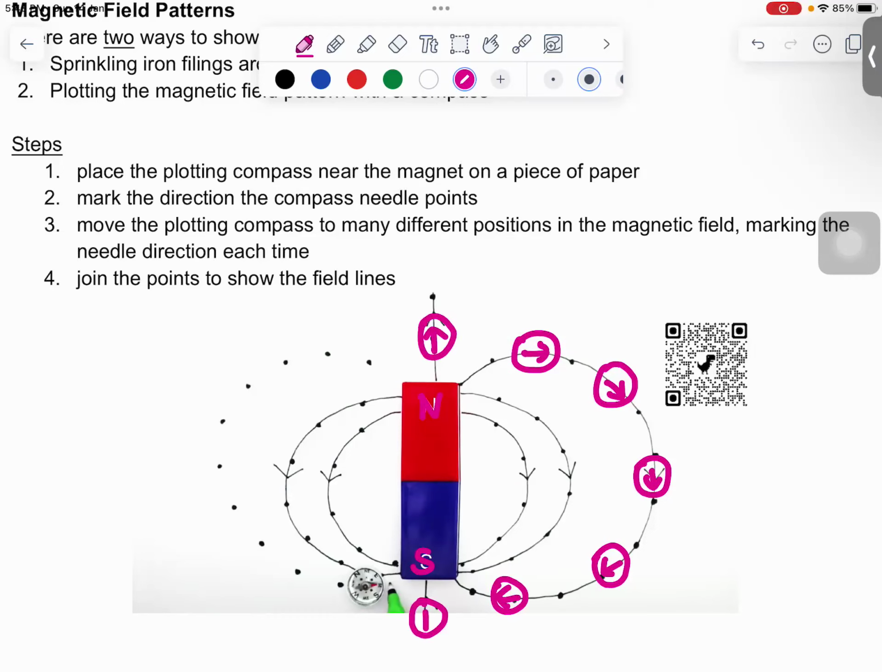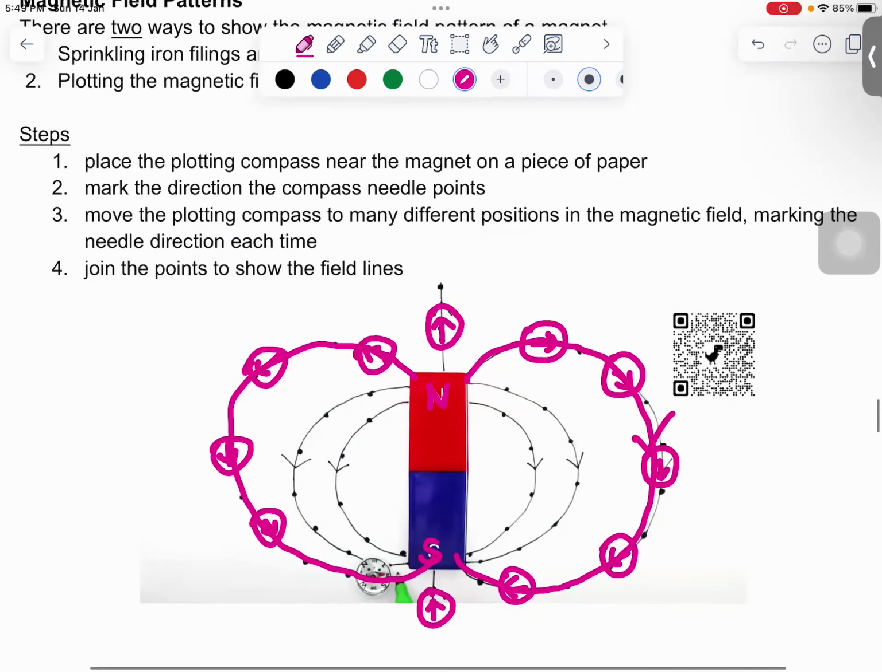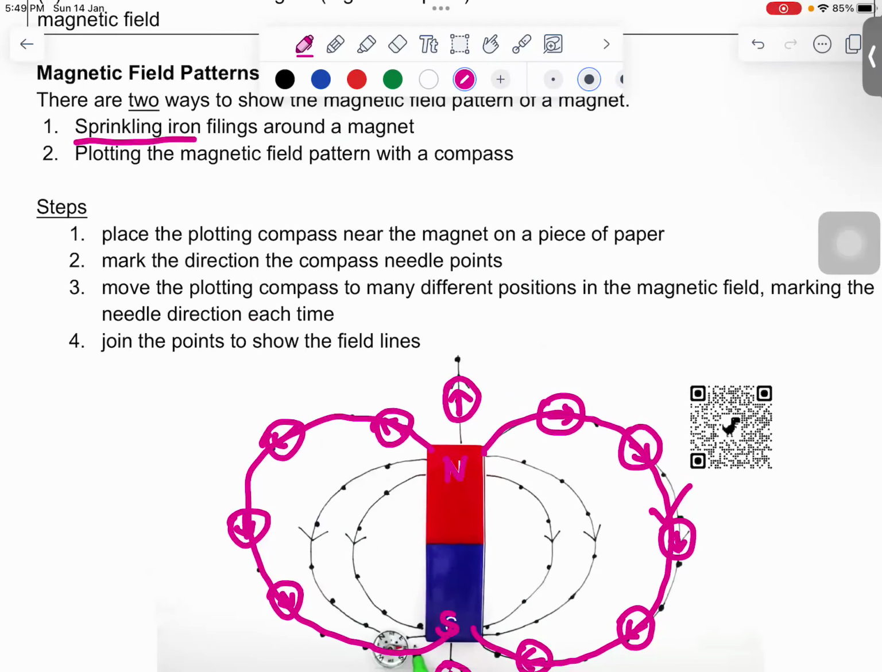You place a compass here at the south pole, it should point in. And from this, you can connect them and you will form the magnetic field. So you do it the same for the other side. If you were to put one here, it'll point this direction, this direction, this direction. You can connect them together, and then you will get your magnetic field lines. Another way is also to sprinkle iron filings around the magnets. You get a sort of pattern.